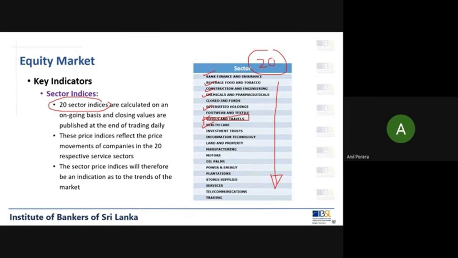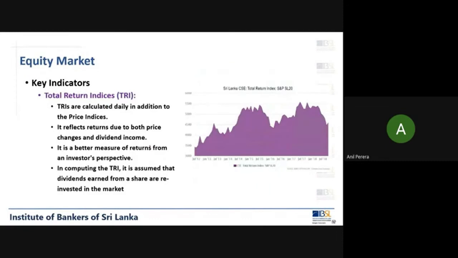Similarly, someone would like to know what the performance is in the power and energy sector, because investors would like to have more information on what the profitable sectors are. So in that sense, calculating these sub-indices is important for investors to understand the trends in certain broad sectors.